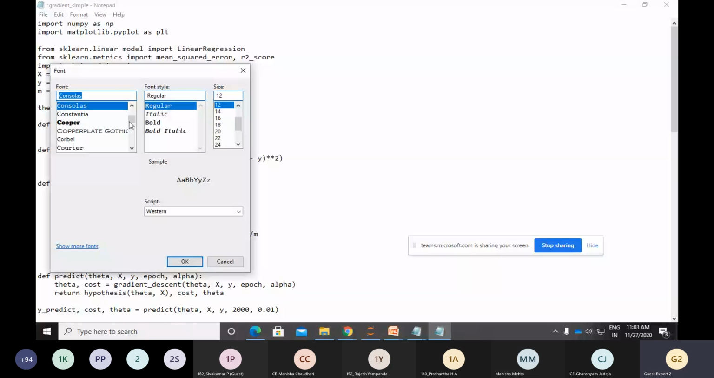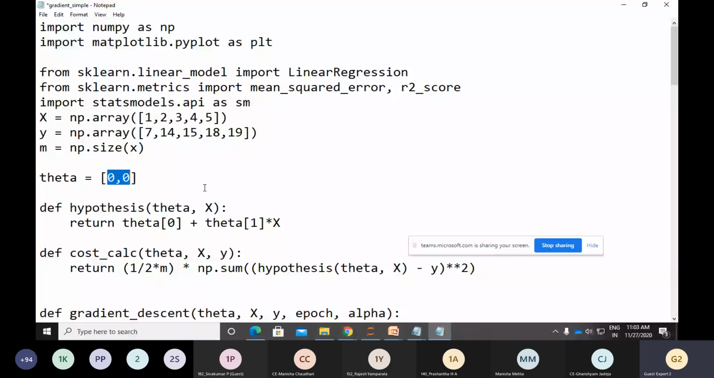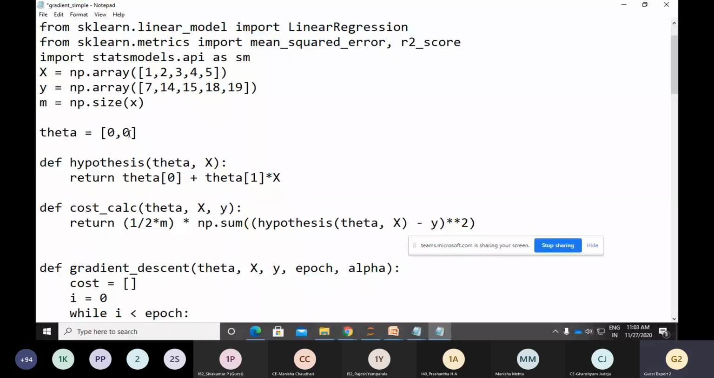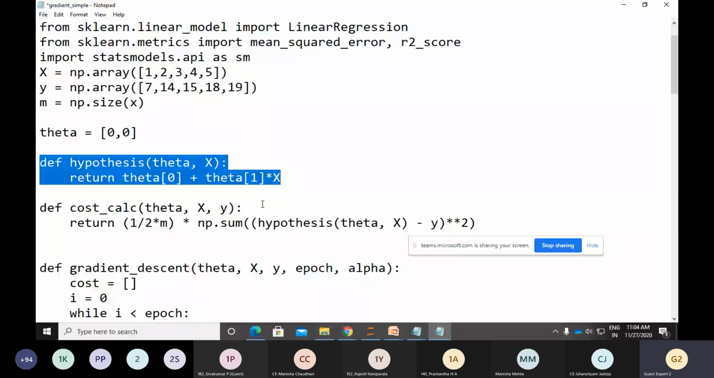Here I have initialized theta 0 and theta 1 as 0, 0. This is our hypothesis function. After setting the values of theta 0 and theta 1, for finding the cost value, I have to put that theta 0 and theta 1 into the hypothesis function so that it gives me a predicted value. Then I have to compare that predicted value with the actual value of y. So this is the hypothesis function which gives me a predicted value of y with given x and theta.